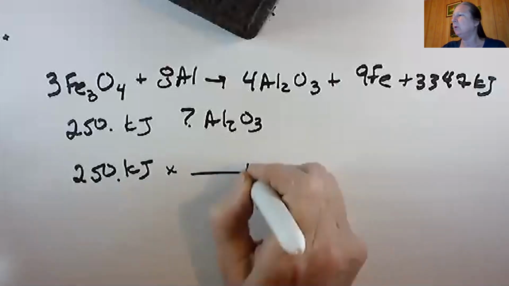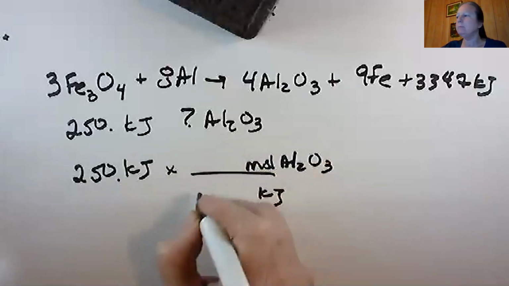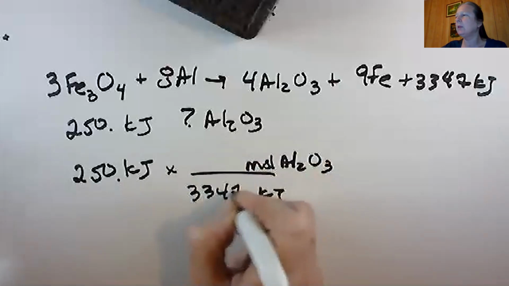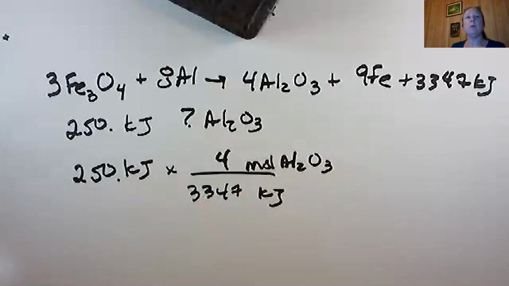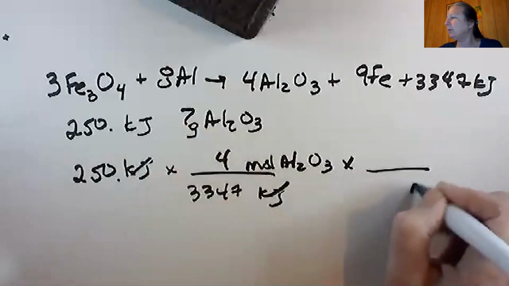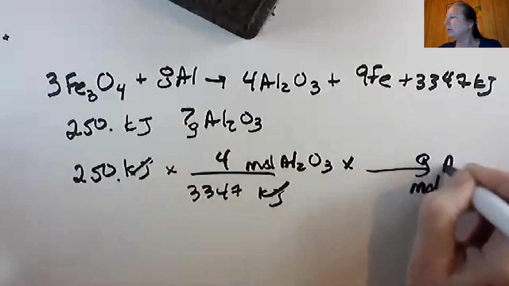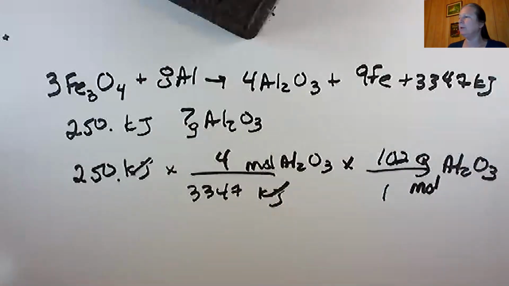So my identity to moles of aluminum oxide, it's 3347 per 4 moles of aluminum oxide. Now, the question does say what mass of aluminum oxide, and I should have put this in my question mark, right? So I have to go through the conversion. And according to the slide, it's 102 grams per mole of aluminum oxide. There you go. Now you just do the math.